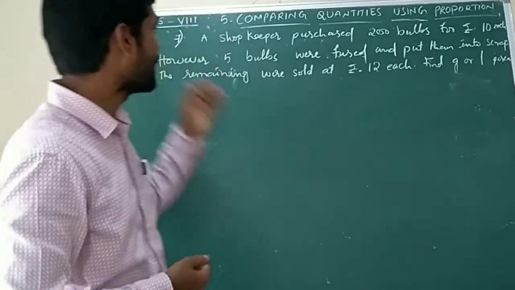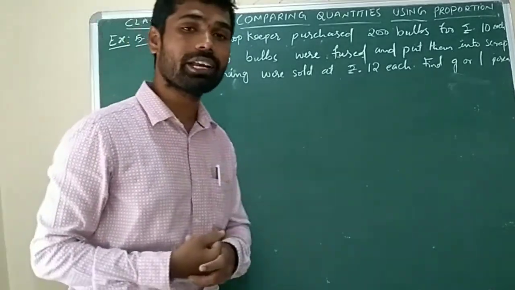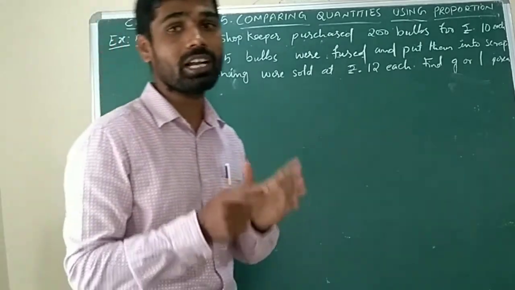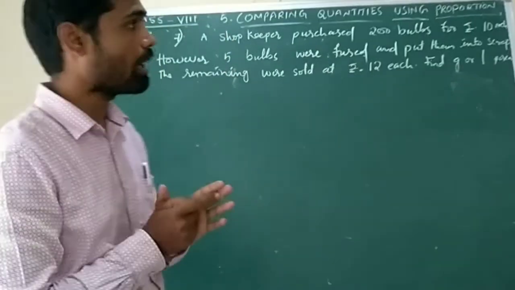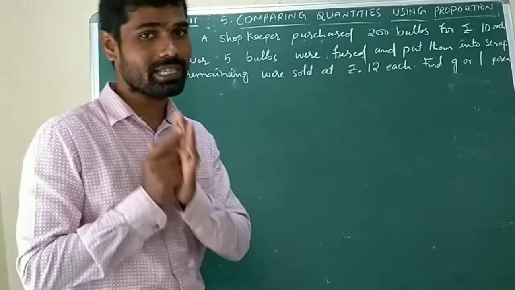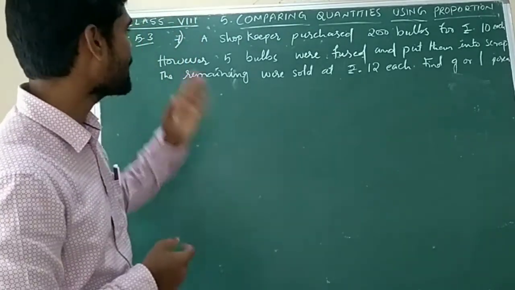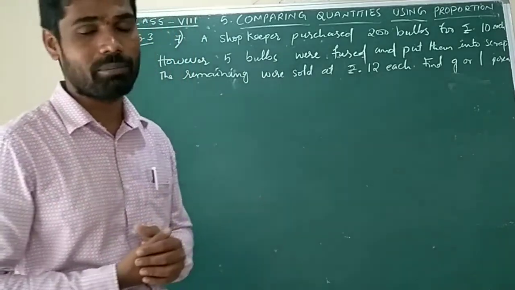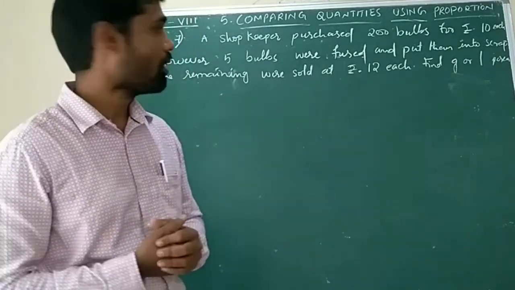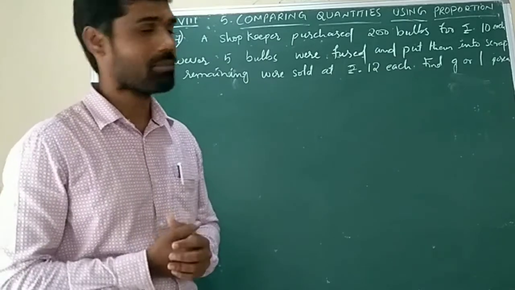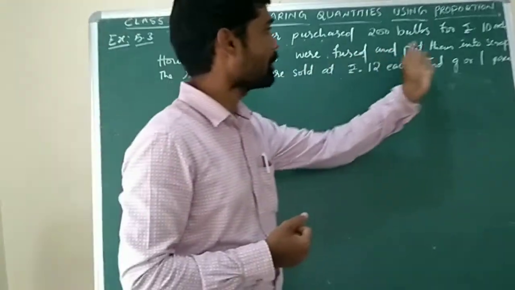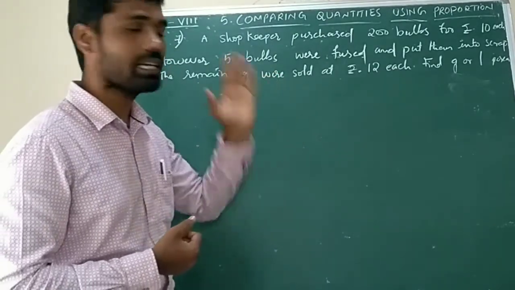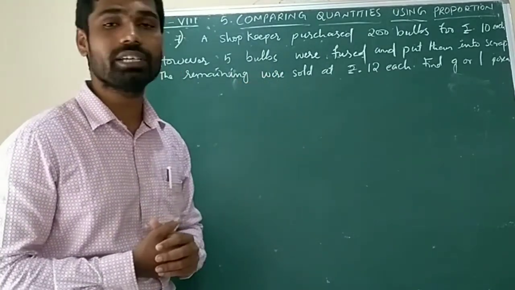Right. See here, a shopkeeper purchased 200 bulbs for rupees 10 each. So how many bulbs are there? 200 bulbs. So what is the cost of each bulb? Rupees 10. Now what happens here? However, 5 bulbs were fused, meaning they are damaged or not used. So the 5 bulbs are damaged, so they are put into the scrap.